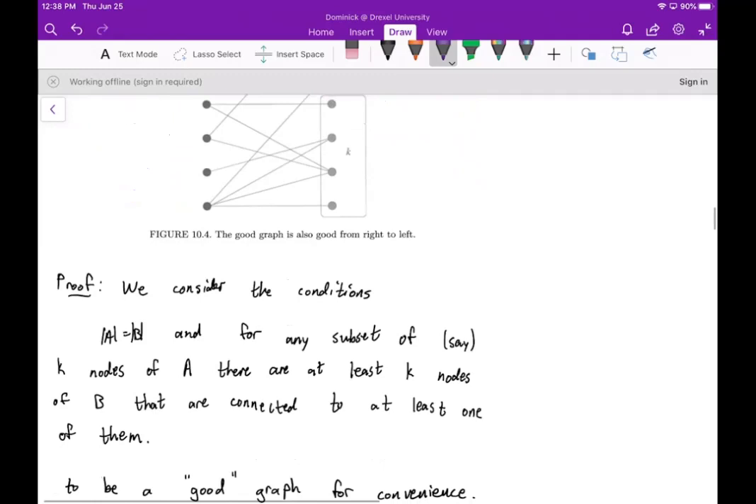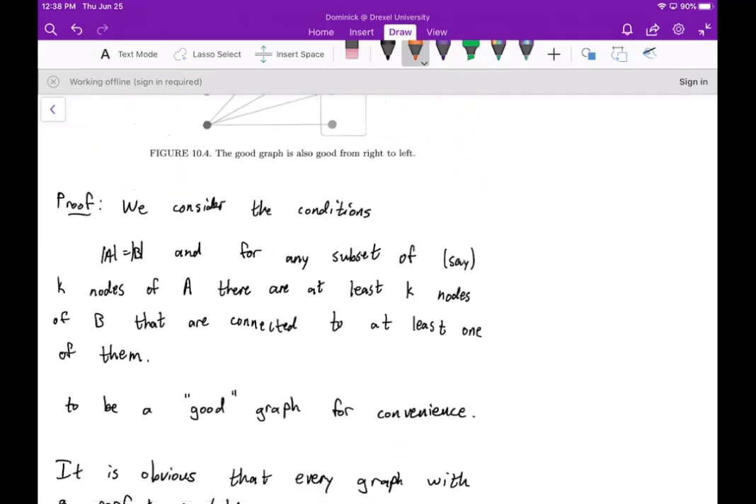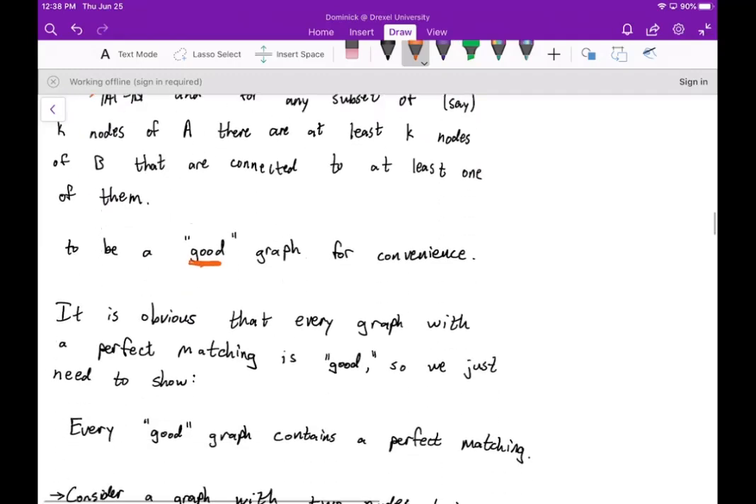Okay. Now, to prove this, we're going to consider the conditions of the theorem: A equals B, and for any subset of K nodes, there are at least K nodes of B that are connected to at least one of them. We're going to call this just a good graph, just for convenience, okay? Now, hopefully it's obvious that every graph with a perfect matching is good, right?